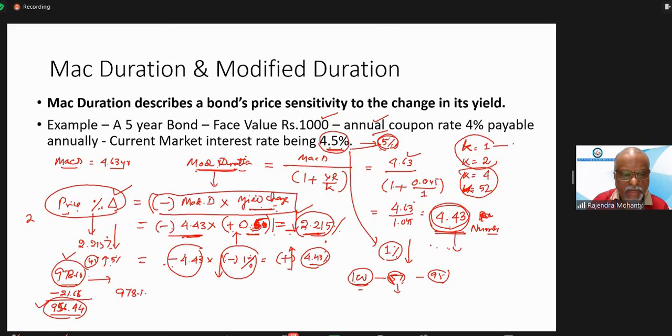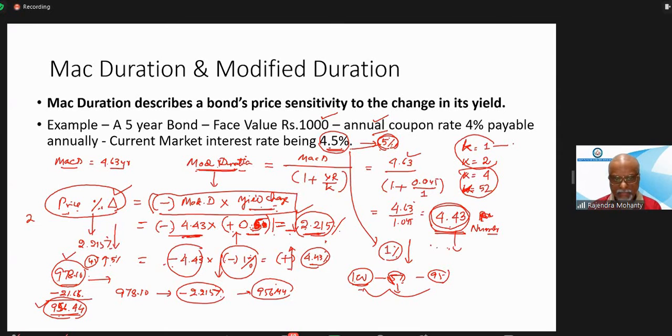978.10 was the earlier price, and there was a decrease of 2.215%. So how much will the price be now? Same thing you have to follow. 2.215% of 978.10 is 21.66. So if you reduce this, it becomes 956.44. So 956.44 will be the current market price at the yield rate of 5%.